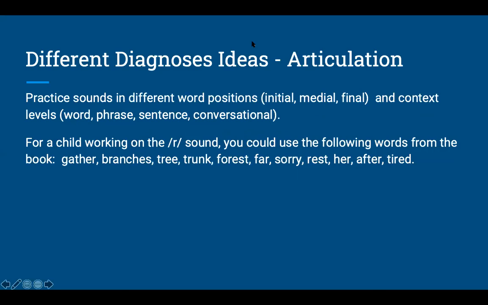So now I'll talk about a few different areas of speech and language that we can target with this book. So the first one is articulation, and the target that we'd be working on here is sounds in initial, medial, and final position in the word. And we can also work on word, phrase, sentence, or conversational level, depending on where your student is at.